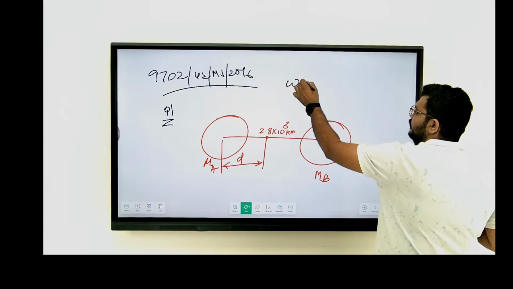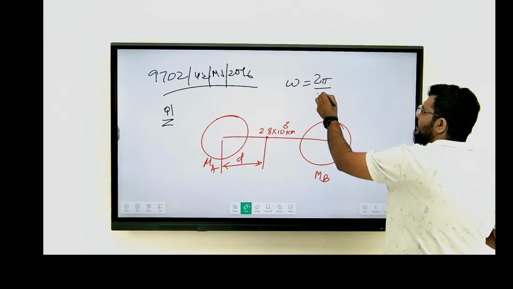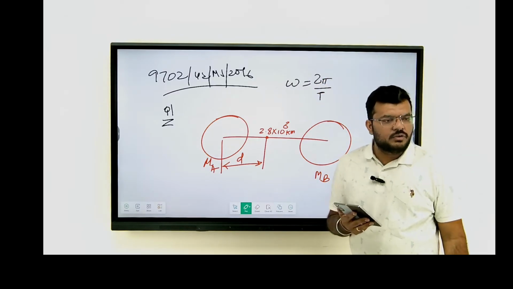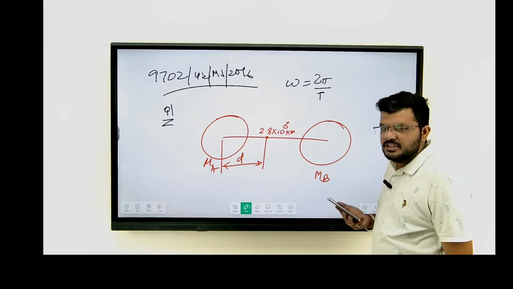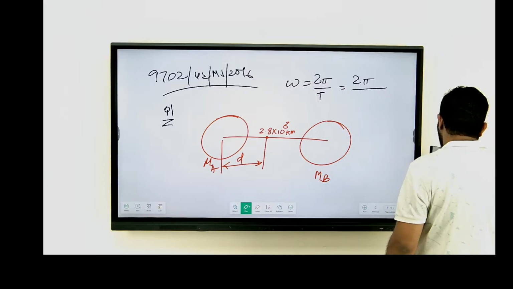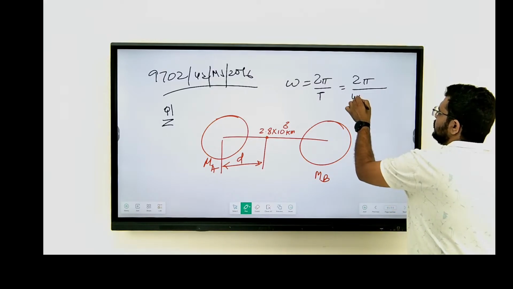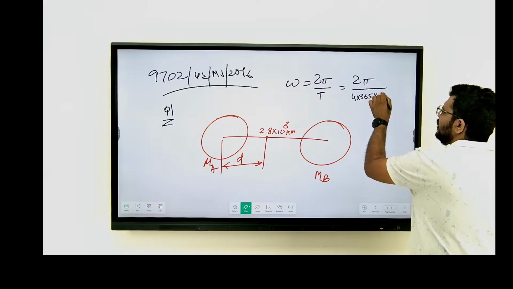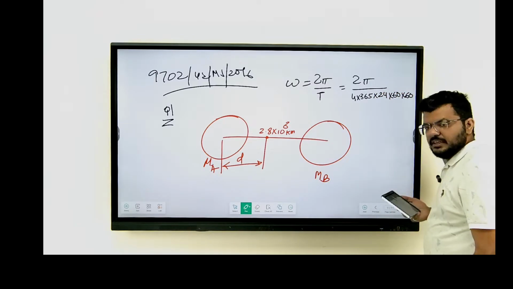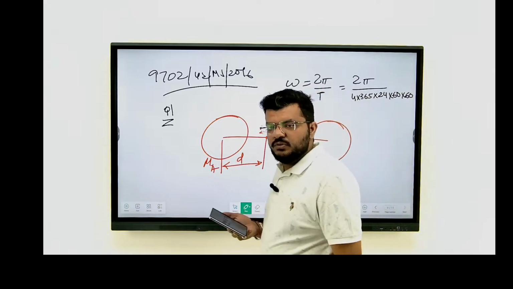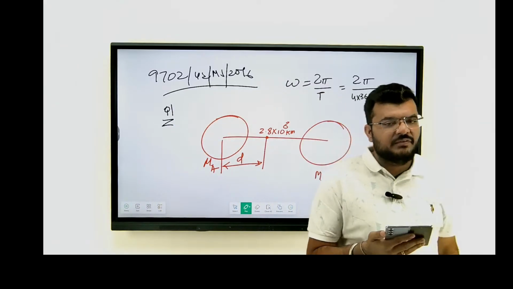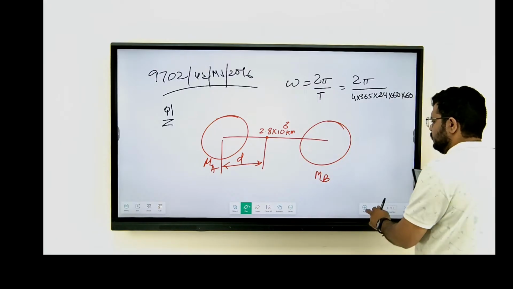So omega we know is equal to 2 pi by T, right? And if you look at your answer, they have already told you to find this in radians per second. So 2 pi upon what is the period? The period is 4 years. So 4 years into 365 days into 24 hours into 60 minutes into 60 seconds. So this will give you the angular velocity. Once you have this angular velocity, they've asked you a next question.